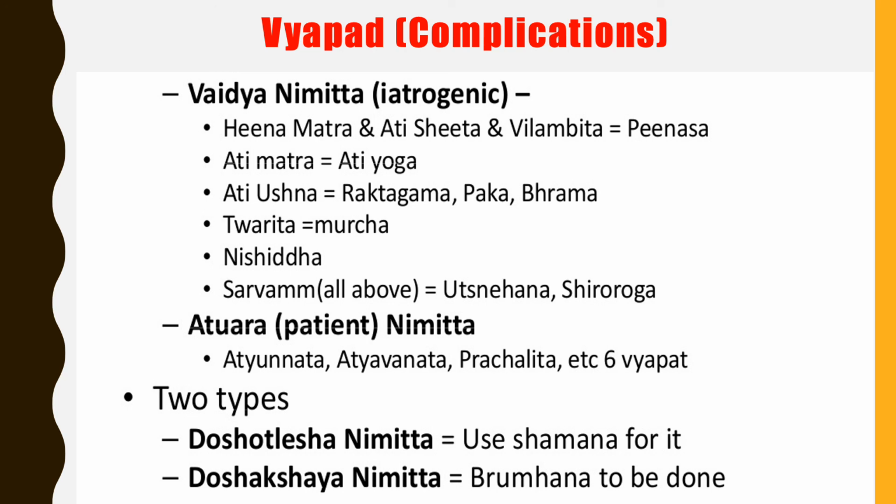Six Vyapads occur due to Aturanimitta. Two types. Dosha Utklesha nimitta, use Vamana for it. Dosha Kshayaja nimitta, Brimhana to be done. Means if there is Dosha Utkleshana, then Vamana therapy will be administered. Or if the complications are Dosha Kshayaja nimitta, then the management should be of Brimhana type.